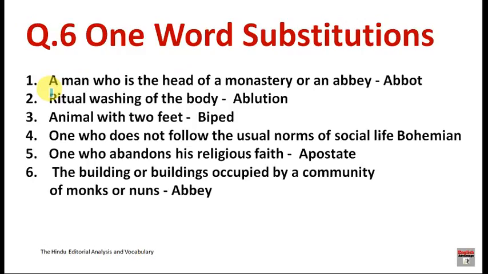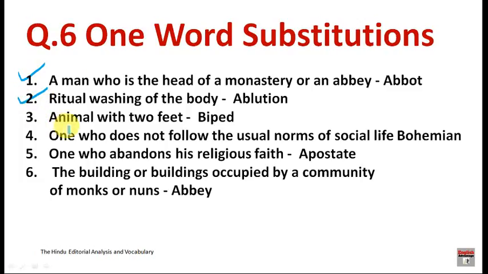Now these are the one word substitutions, very important questions. A man who is the head of a monastery or an abbey is called abbot. Second one is ritual washing of the body. Ritual washing of the body is called ablution. So this is also important.